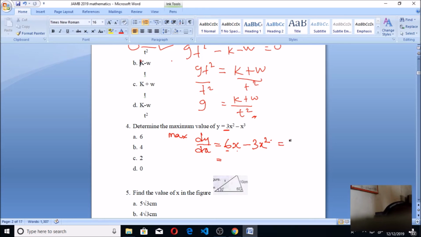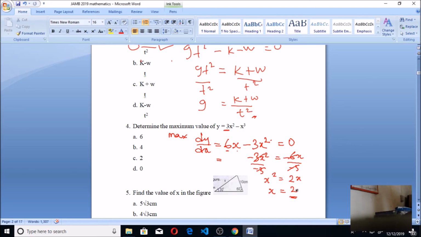When you find the differential and equate it to 0, that's how you find the maximum. So if you equate this to 0 now, you'll have minus 3x² equal to, if you take this over, minus 6x. Having this now, you can make x the subject of the formula. So you divide through by minus 3x, and we have only x equal to 2. So x is actually equal to 2 at maximum.